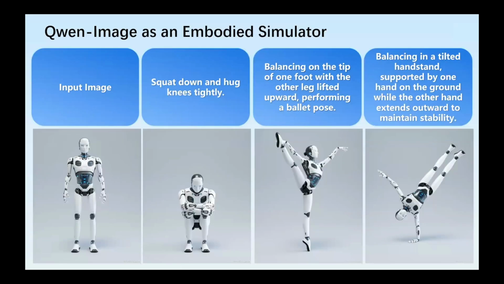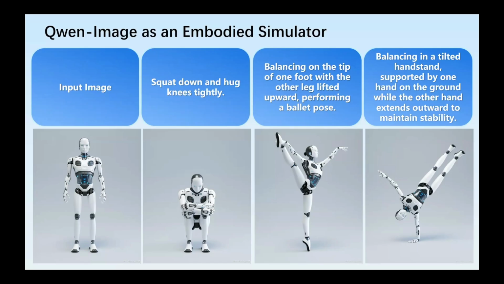Then we give it natural language instructions, no code, no physics engine setup, just plain English. So first instruction, crouch down and hug the knees tightly. Queen Image generates a realistic image of the robot crouching into a compact squat. Next, balance on the tip of one foot with the other leg lifted upward, performing a ballet pose. So the model renders the robot gracefully balancing on one toe.